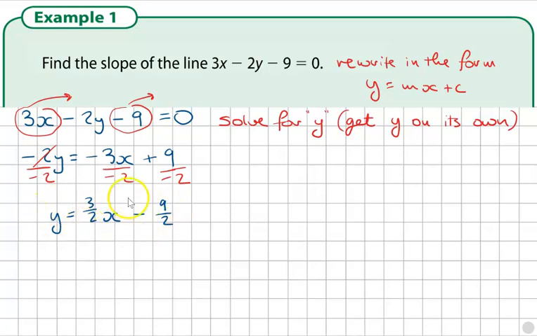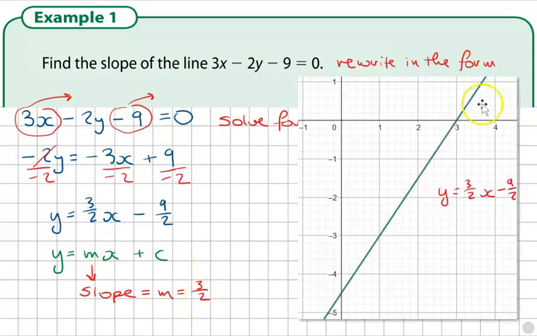So now we have the y on its own. So we have our line in the form of y equals mx plus c. So we can see that the number stuck in front of the x is the m. So that's our slope. So the slope of this line is 3 over 2.